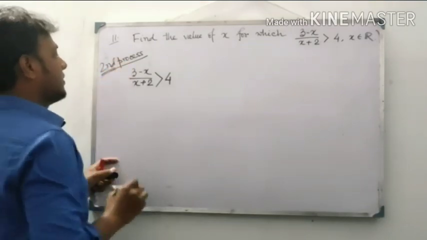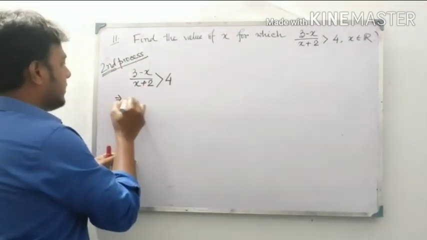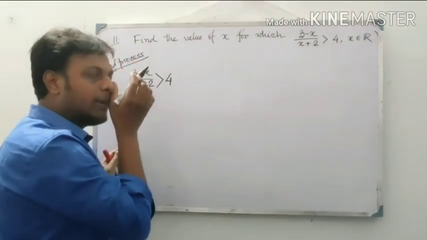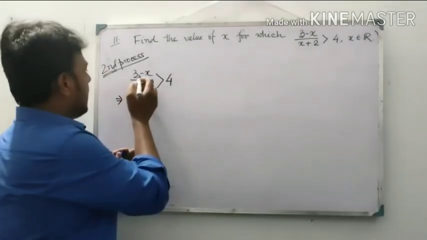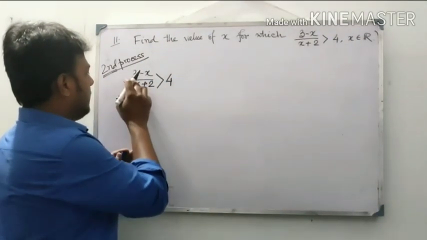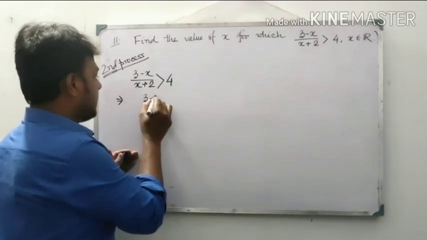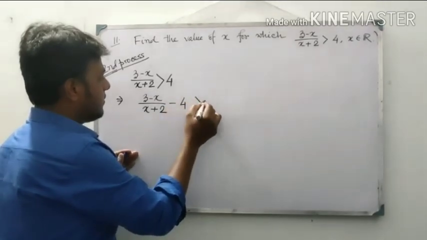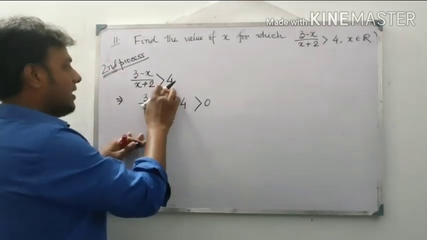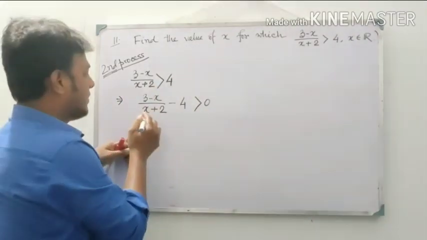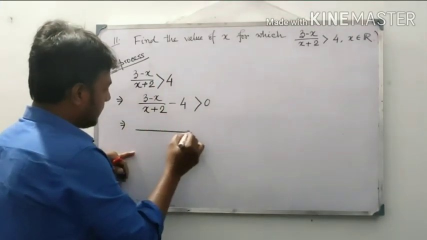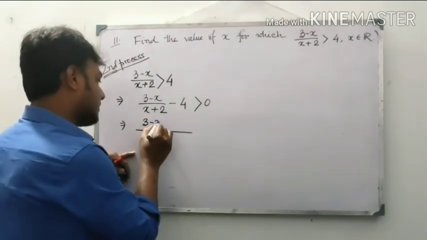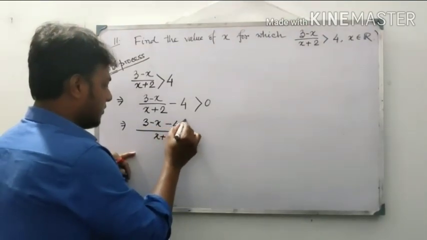Next, second process, alternate process. This is given, just consider one side without any consideration that x plus 2 is positive. You can solve by considering that x plus 2 is negative also. Okay, so without any consideration, consider 3 by x plus 2 minus 4 greater than 0. We have taken this term 4 to the left hand side. Now take LCM. LCM will be x plus 2, then this is 3 minus x, and minus 4 into x plus 2.